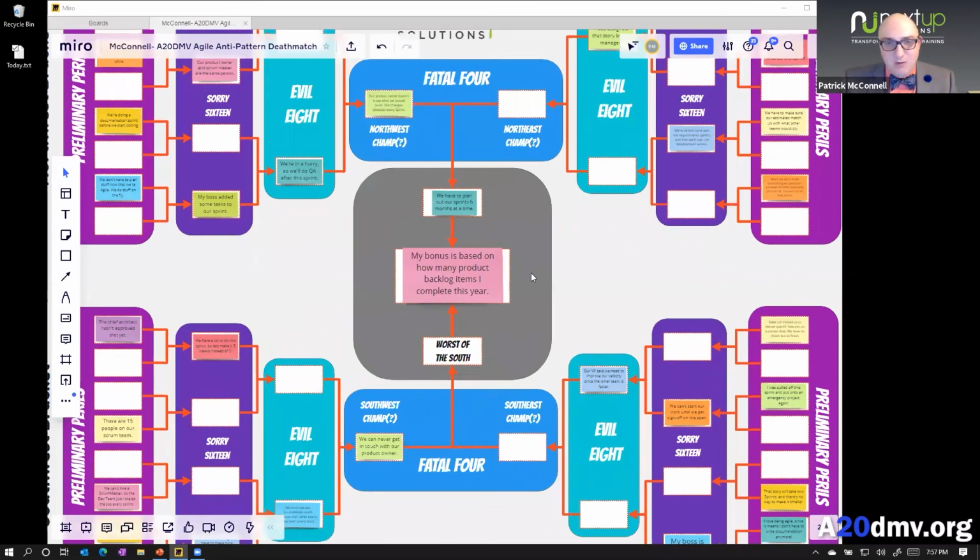Yeah, so let's talk about why my bonus is based on how many product backlog items I complete this year is an anti-pattern, first of all. In case you're not sure, what we're really doing is valuing and focusing on busyness rather than value. A lot of times I call this pattern confusing velocity for value. So we're incentivizing people to do backlog items, but backlog items, whether we're a Scrum team or a Kanban team or whatever, don't necessarily automatically correlate to value. They're maybe how we get to value.